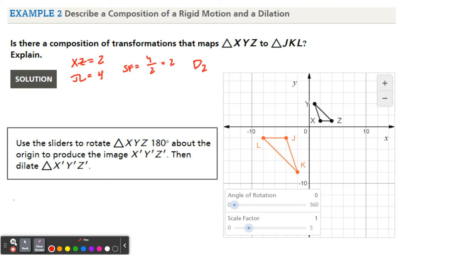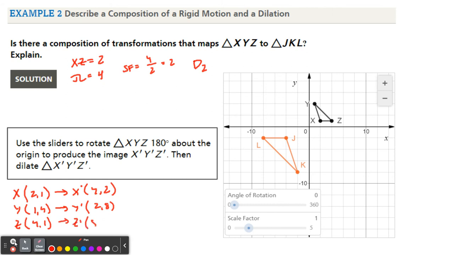So X, which was at the point, again counted by 2s, is (2, 1), right? 2, and then halfway up would be 1. If you double it, it becomes (4, 2). Y, which is at (1, 4), again counted by 2s, will become Y prime at (2, 8). And Z, which is at (4, 1), will become Z prime at (8, 2).